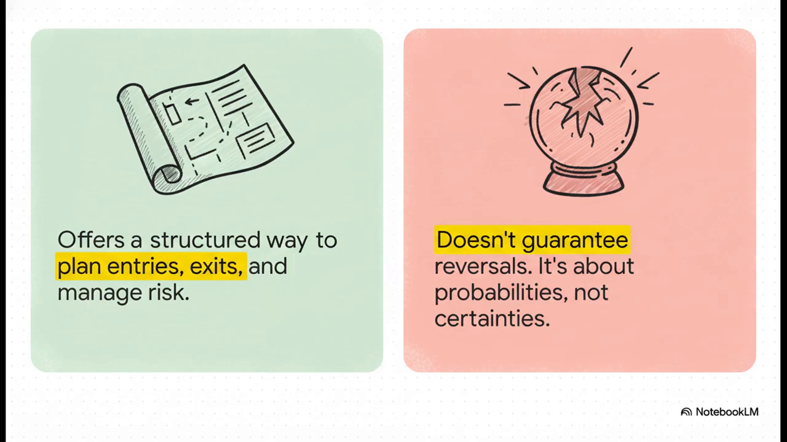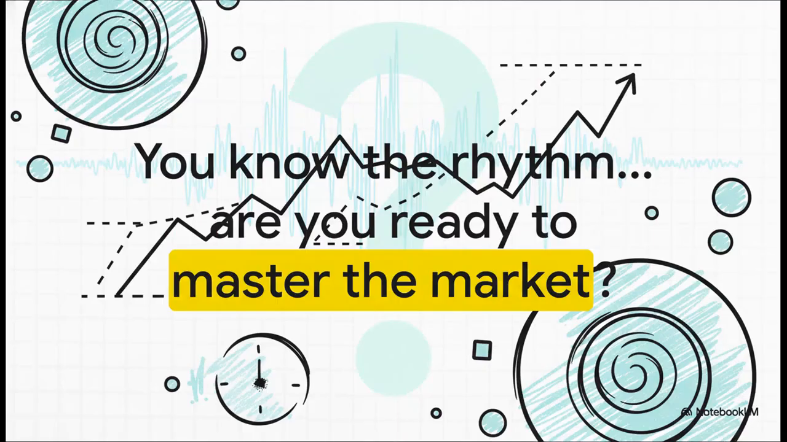The goal here isn't to be right 100% of the time. The goal is to use this tool to stack the probabilities in your favor. That's what trading is all about. It's a game of odds, not guarantees. So, when you boil it all down, Fibonacci retracements just give us a way to kind of listen in on the market's hidden rhythm, that natural ebb and flow within any trend. It's like a roadmap of potential turning points, built on these universal patterns and really on human psychology. Now, it's not going to give you all the answers, but it will help you ask much smarter questions about where the market might be headed. So, now that you know the rhythm, are you ready to master the market?